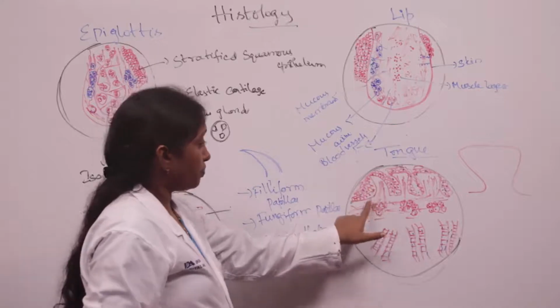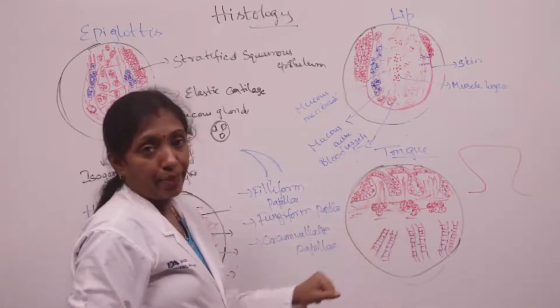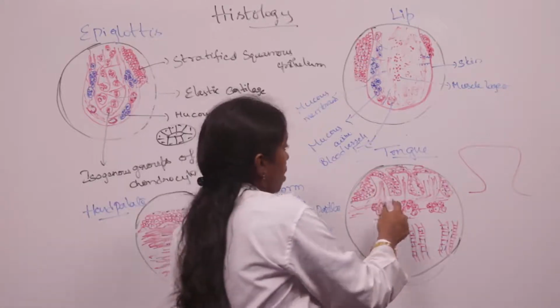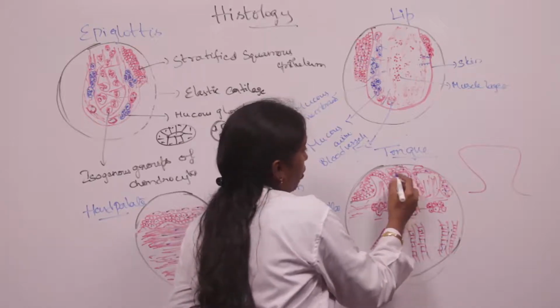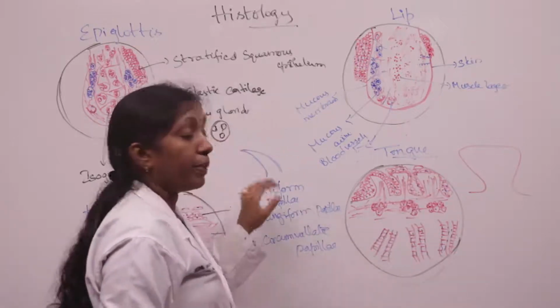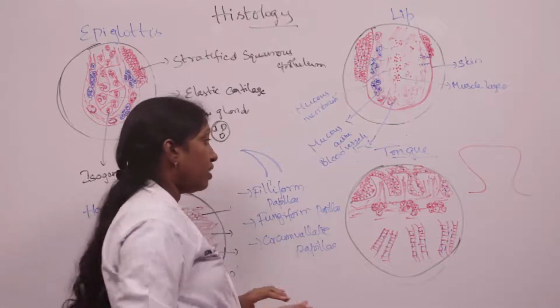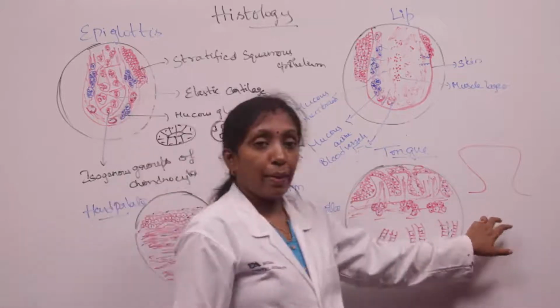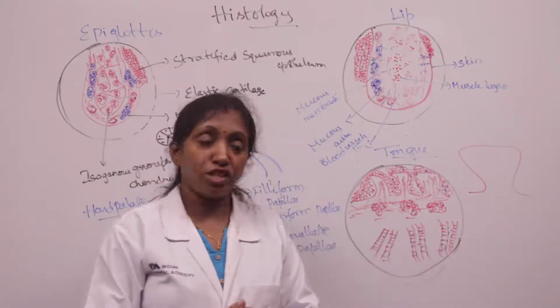So this is the filiform papilla, and here this is the fungiform papilla. Fungiform papillae are comparatively broader when compared to the filiform papillae. And the next one is the circumvallate papilla. Circumvallate papillae are very large papillae.